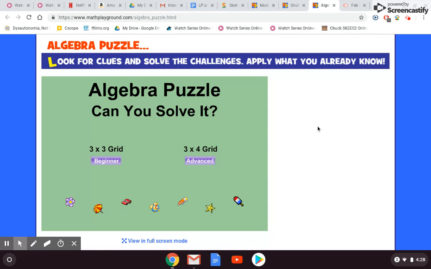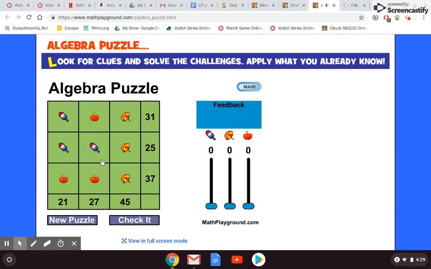The next game is Algebra Puzzle, and you want to start with a 3x3 grid. Trust me on that. When you get really good at it, then try the 3x4 grid. And so when you find that grid, you want to try the 3 in a row that are all alike, because that's the easiest way to start. So here we have 3 umbrellas all in a row. And an umbrella plus the same umbrella plus the same umbrella makes 45.